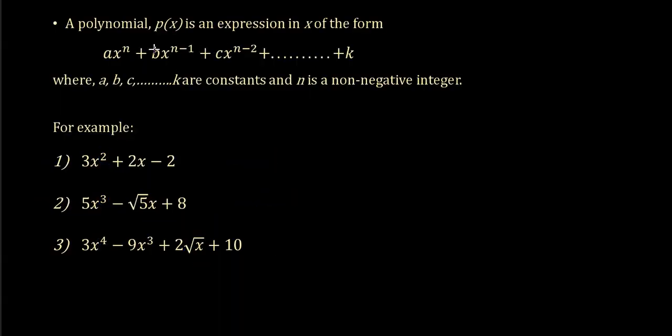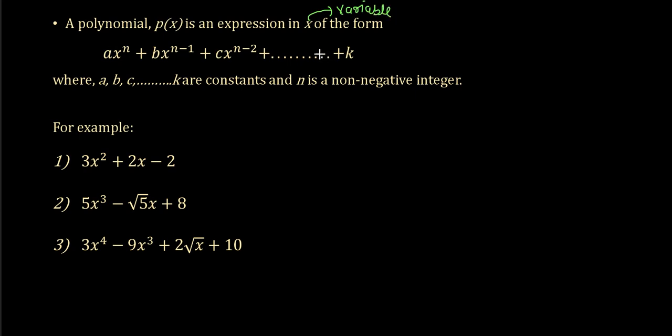A polynomial p(x) is an expression in x of the form ax^n + bx^(n-1) + cx^(n-2) + ... + k, where a, b, c, till k, are constants and n is a non-negative integer. So let us look closely at this definition. This is an algebraic expression which is denoted by p(x). This x, we say, is a variable.